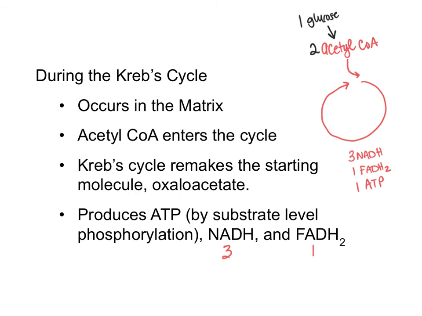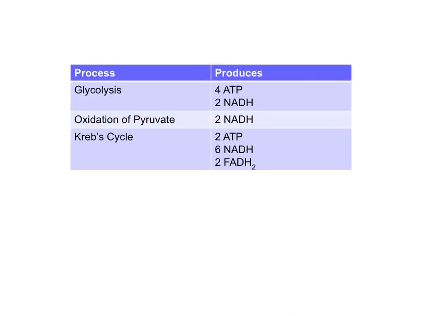That means that 1 glucose molecule will cause a turning of the Krebs cycle twice. So from 1 glucose molecule, we are going to produce a grand total of 6 NADHs, 2 FADH2, and 2 ATP through substrate level phosphorylation. So I have updated this chart where we're keeping track of all of these molecules that are made. And we're going to see how they're important when we finish up aerobic respiration with the final section and our oxidative phosphorylation.